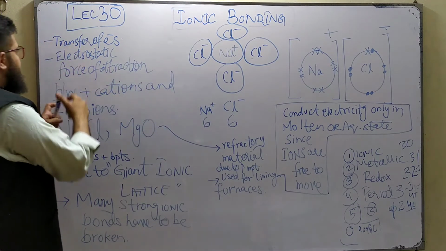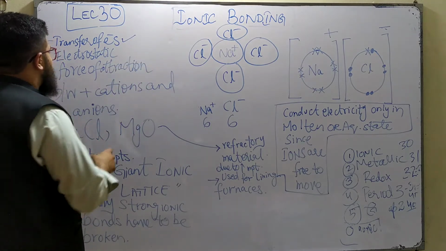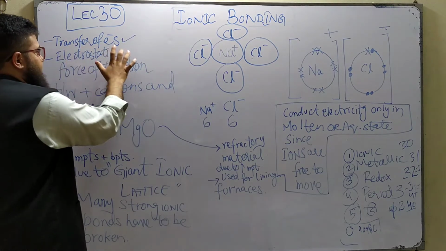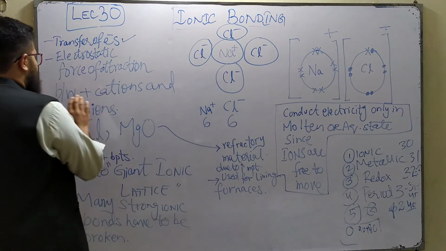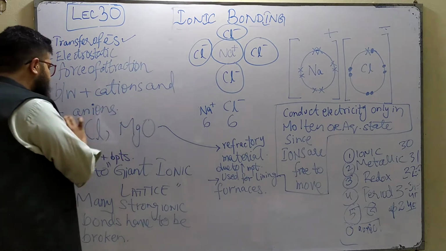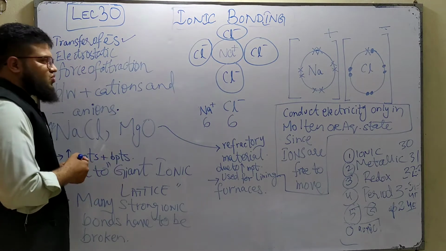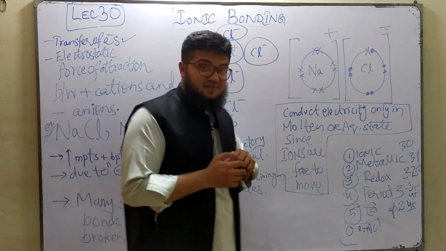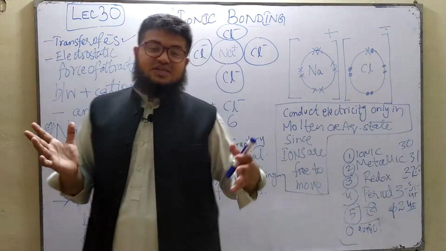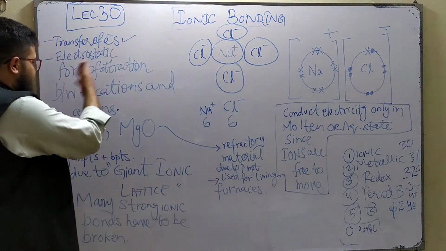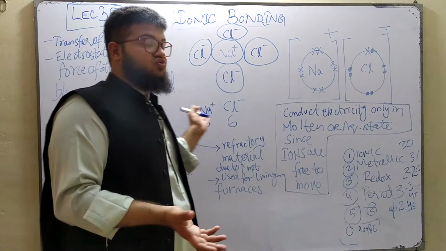So it's a transfer of electrons that forms the ionic bonding. The definition is: these are the electrostatic forces of attraction between positive cations and negative anions, and that's it. Generally the examiner doesn't ask you to define ionic bonds because it's already covered in O levels in such detail that there is no use of defining ionic bonds again, but still this is the definition in case an examiner asks you the question.